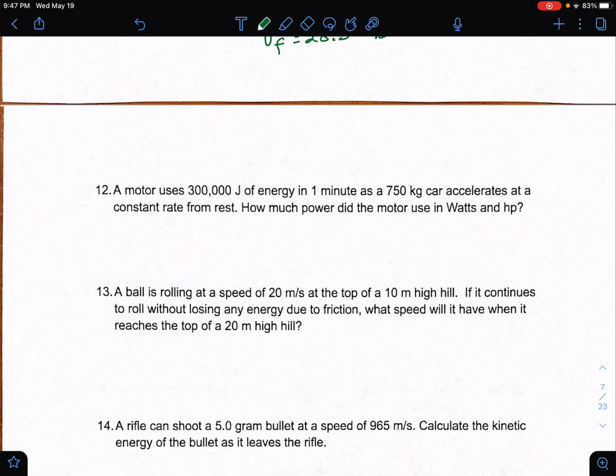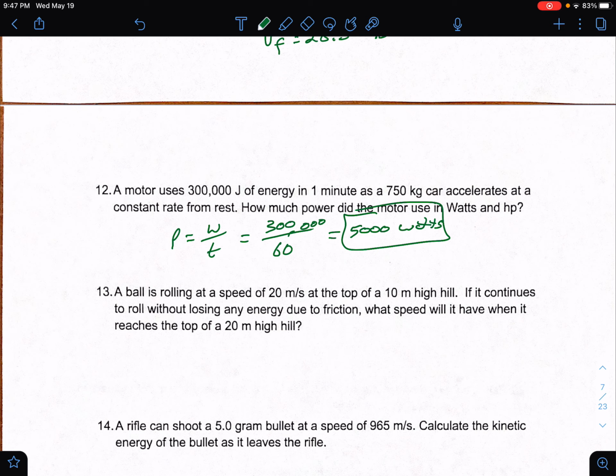Okay, so I didn't have to use time in that first one, on that 11, but I'm going to use it on this one, because it says how much power did the motor use in watts and horsepower. So I know power equals work divided by time. So you're going to do 300,000 divided by your time, which is 1 minute. I'm going to convert that to 60 seconds. And when you divide these out, you get 5,000 watts. Okay, so there's part of my answer.